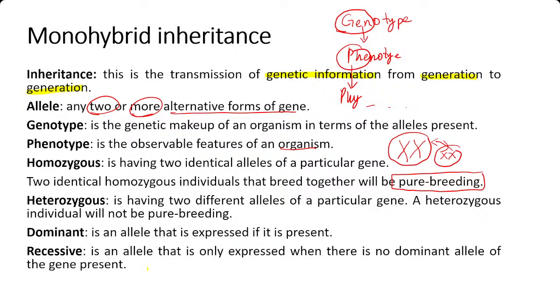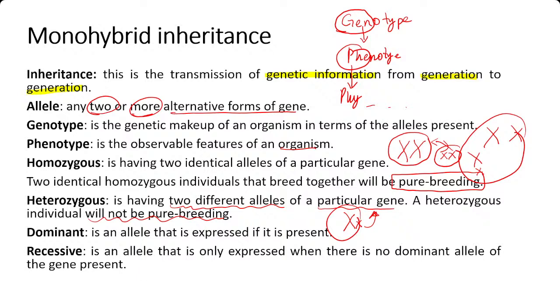Then we have heterozygous. It's having two different alleles of a particular gene. A heterozygous individual will not be pure breeding. So heterozygous is something like big X and small x. Now these are two different alleles of the same gene. But when you breed something like a big X and a small x, this will not be pure breeding.